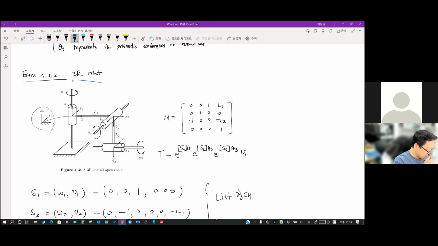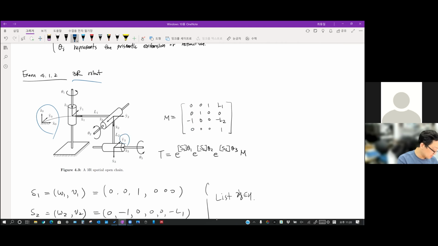There is the S frame here, and this is the zero position. In the zero position, the end effector position is here. So M becomes: the x3 direction is here, the y3 direction is here, the z3 direction is here. So we can make the M matrix using the directions of this joint, this plane. So x3 equals minus z-axis, so it becomes 0, 0, minus 1.